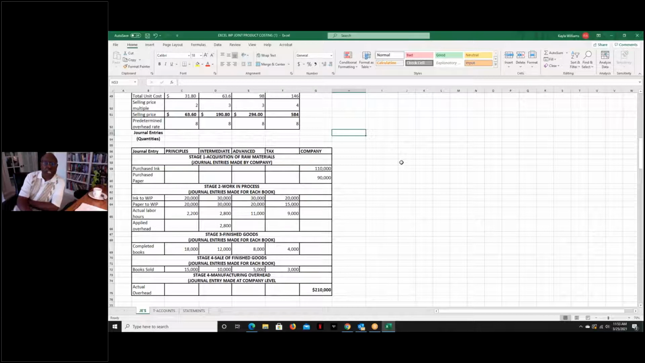So let's stop here for a second. See, this information shows us the quantities that go in the journal entry, except for actual overhead, where we got a dollar amount. Everything else is quantities, which we utilize and calculate in making the journal entries. So let's see if we can go to the journal entries. So moving on down.